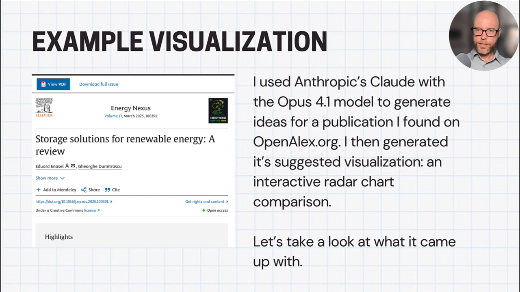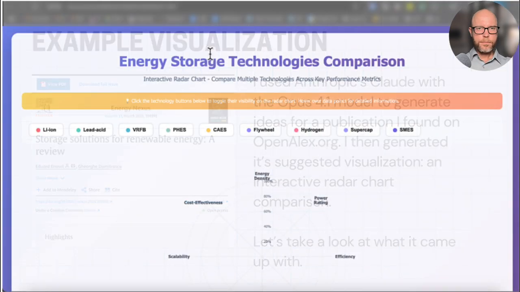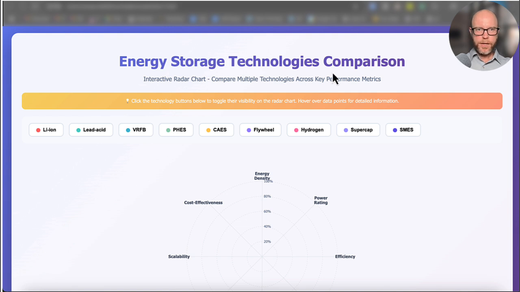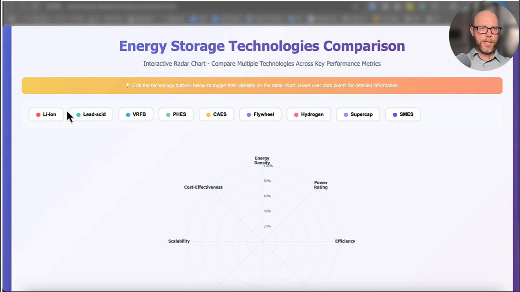And the one that it suggested was an interactive radar chart comparison. So let's take a look at that visualization and see what it came up with. Here it put all this stuff outside of it. Energy storage technologies comparison, interactive radar chart, and it says click the technology buttons below. There's probably an ADA color contrast issue here that we might want to address, but it's giving the user some instructions. And then we have different options here.